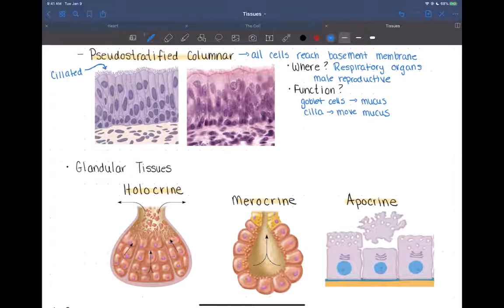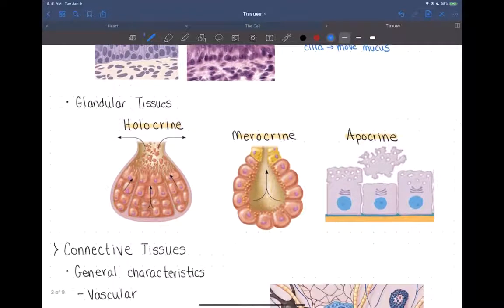Good. So then the last thing to talk about with our epithelial kind of tissue section is glands, because glands are derived from epithelial tissues. All right. So these are from epithelial tissues.